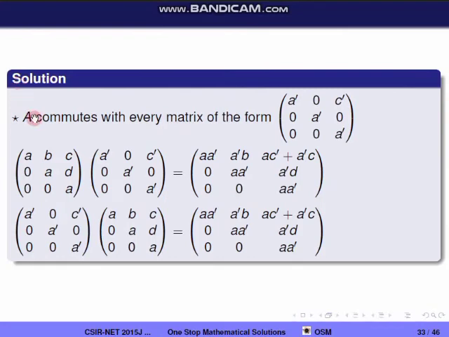Next, the last option: A commutes with every matrix of the form A prime, 0, Z prime, 0, A prime, 0, 0, 0, A prime. That is, we have to check whether A into this matrix is equal to this matrix into A. When we check that, we get that both are equal. So A is commuting with this matrix. So this option is also true.